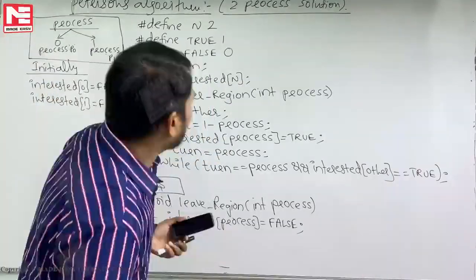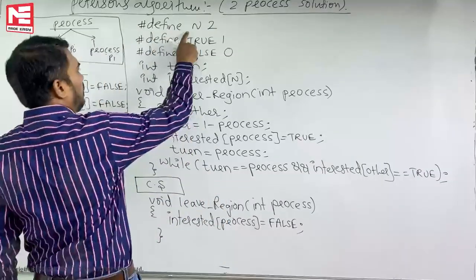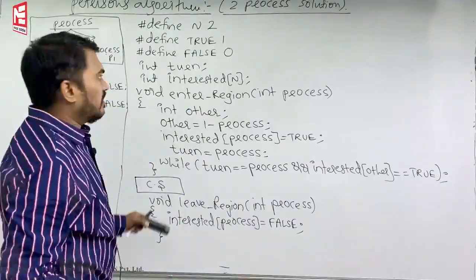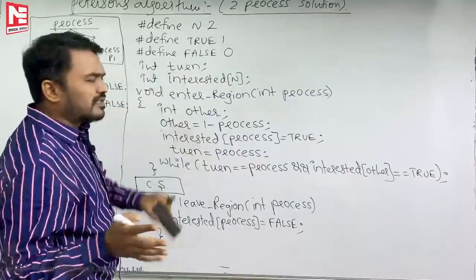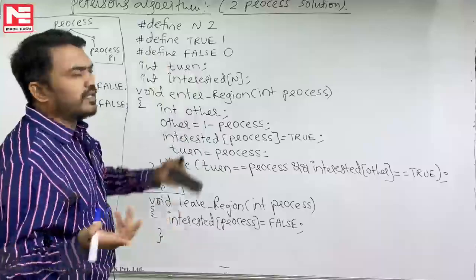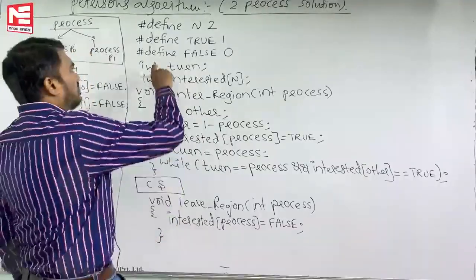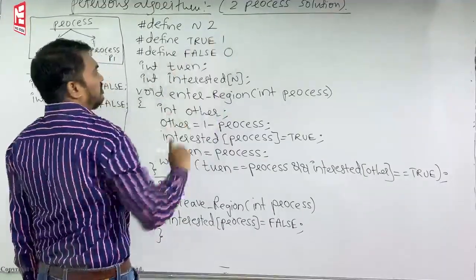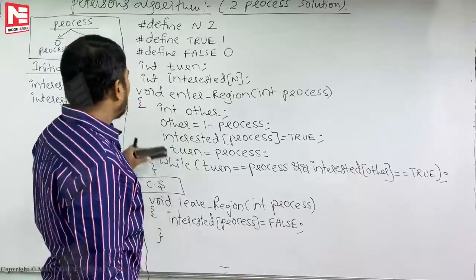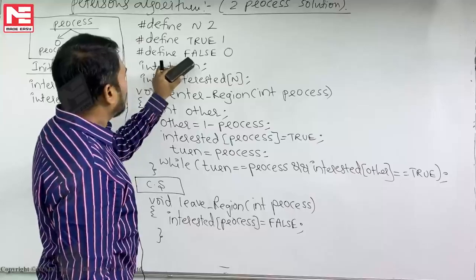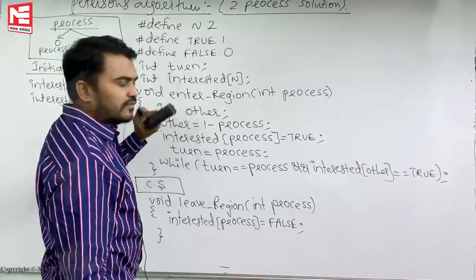Just listen carefully. #define N 2. I think all of you know #define. The N value you are defining as 2, which means wherever you have N, it will be replaced with 2. Next, #define TRUE 1 and #define FALSE 0. You are defining TRUE as 1 and FALSE as 0. I think all of you know this.